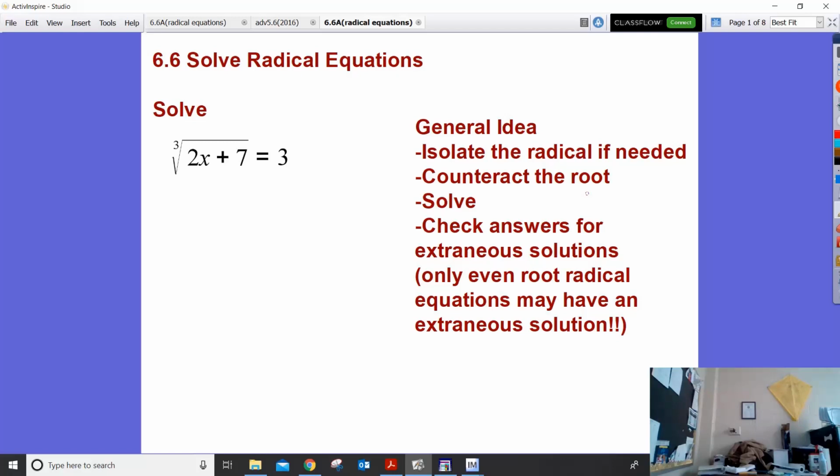So here's the first one, the easy one. Is the first part done? Is the radical isolated? Yes. So now you counteract the radical. What is opposite of cube rooting? Cubing is the opposite of cube rooting. So you cube both sides.